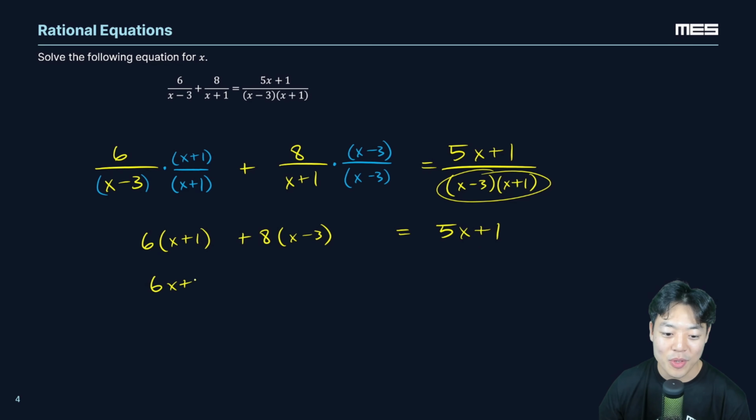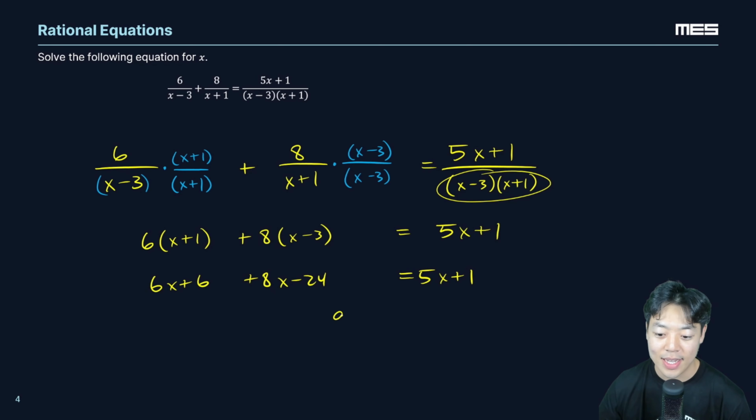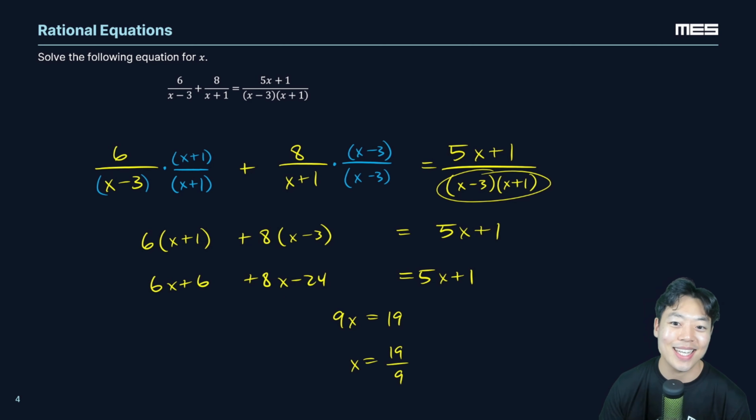And now let's distribute and solve for x. Make sure you distribute properly and completely. We have 6x plus 8x, that's 14x, minus this 5x is 9x. 6 minus 24 is negative 18. Add 18 to both sides, I get 18 plus 1, which is 19. And my final answer for x will be 19 over 9.